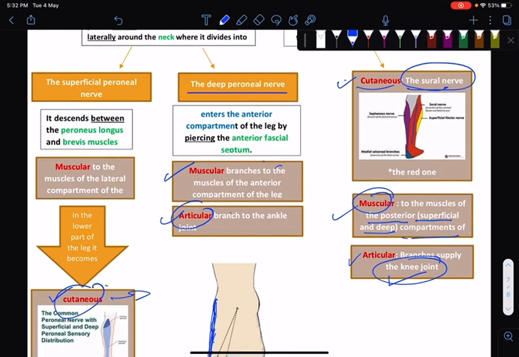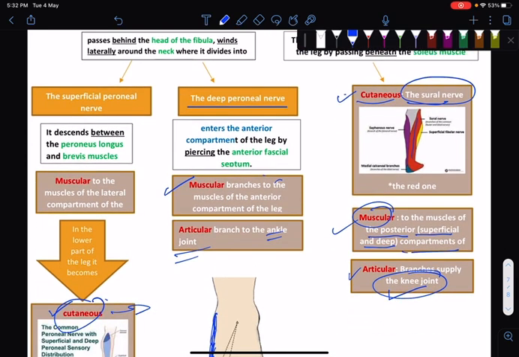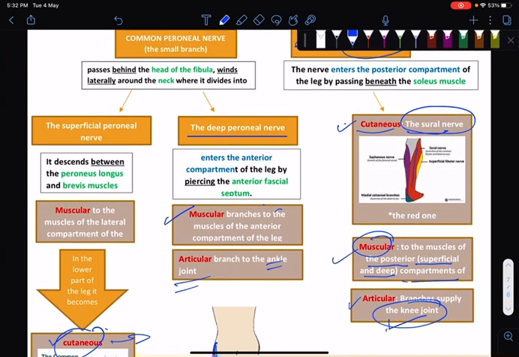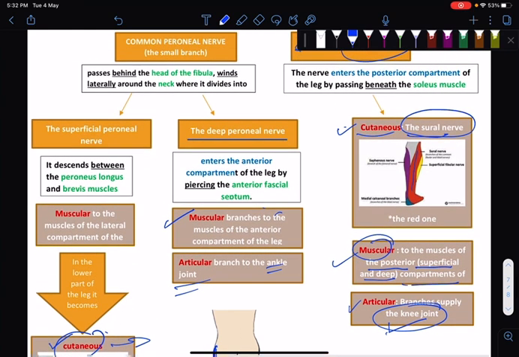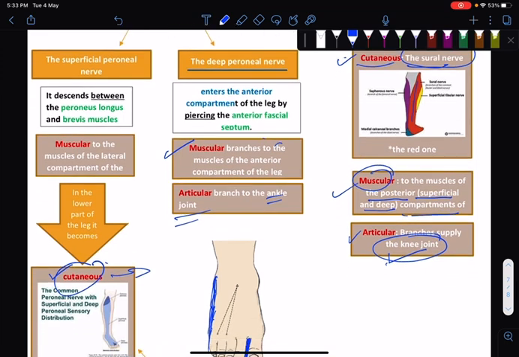واللي بعطينا الارتيكولر، واللي هو بعطينا للانكل جوينت، articular للانكل جوينت. إذن التيبيال نيرف بعطينا للني جوينت articular. أما الديب بيرونيال نيرف اللي هو branch of the common peroneal nerve بعطونا articular للأنكل جوينت.